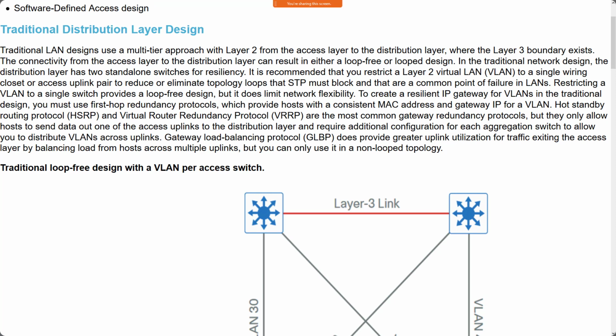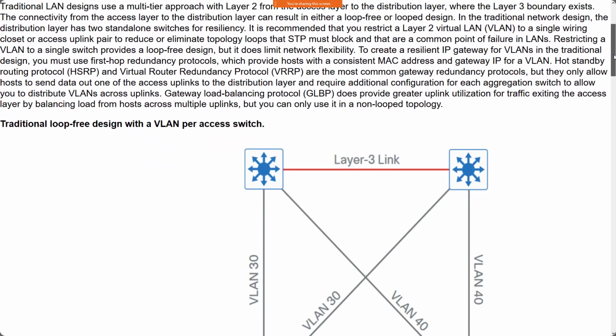Restricting a VLAN to a single switch provides a loop-free design, but it does limit network flexibility. To recreate a resilient IP gateway for VLANs in the traditional design, you must use first hop redundancy protocols, which provides hosts with a consistent MAC address and IP gateway. So again, let's talk about what they're saying there.